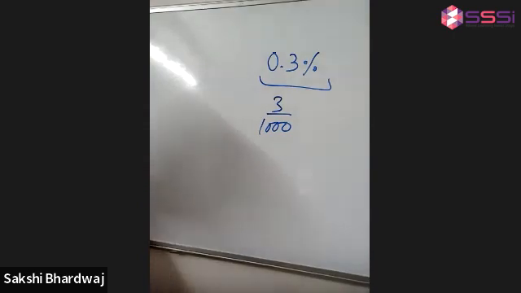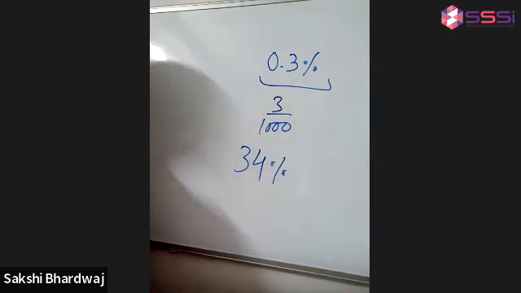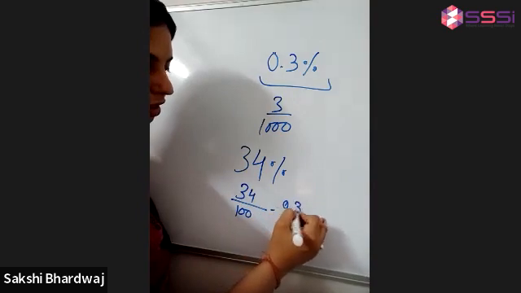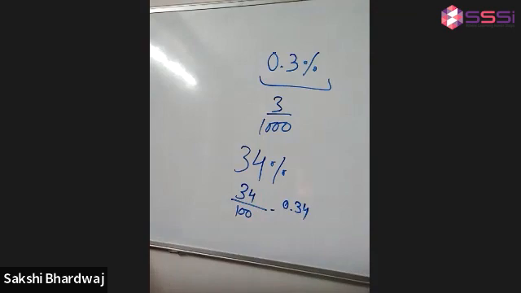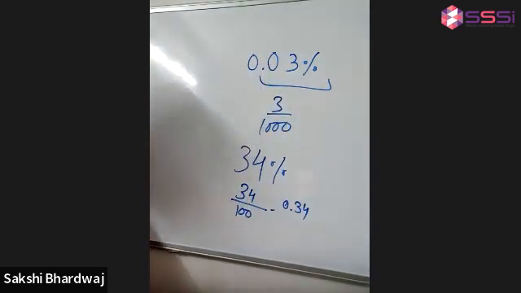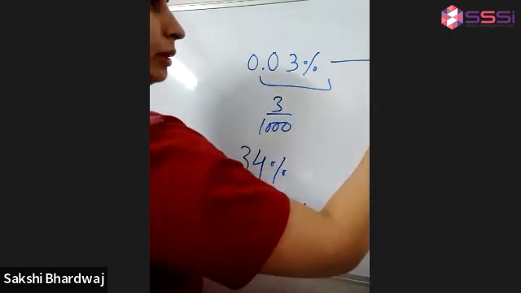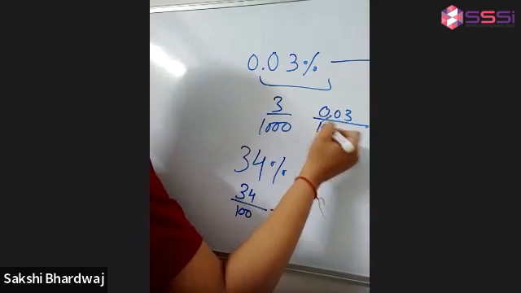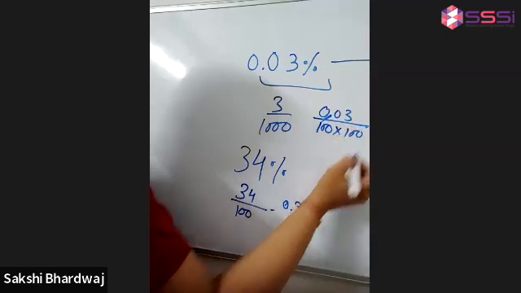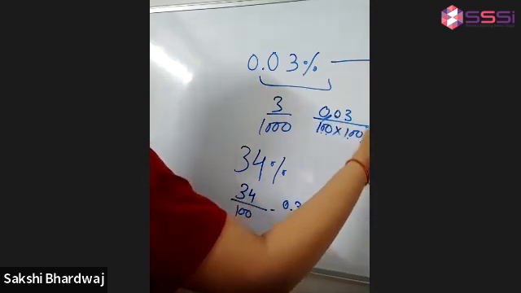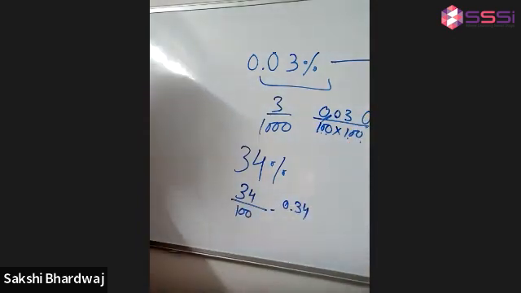The next thing is to convert a percentage into a decimal. Like if you have 34%, what we do is 34 divided by 100, which is 0.34. Now if you have 0.03%, make it into a decimal number. 0.03 divided by 100. For the decimal places, 1, 2, 3, 4. So 0.0003.